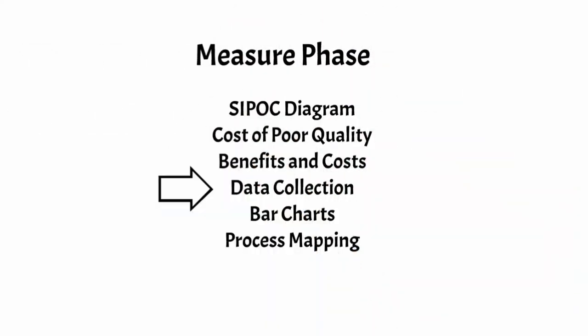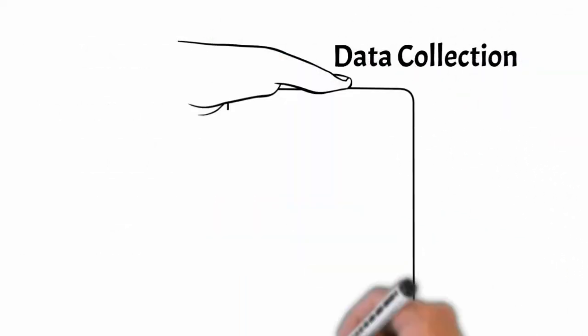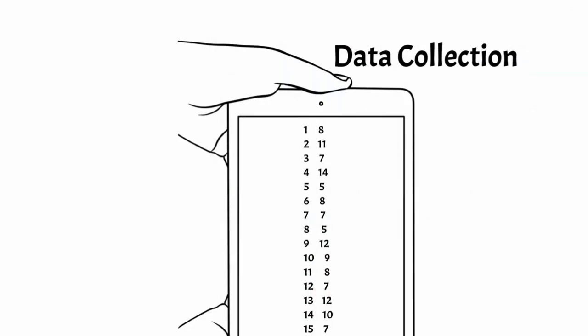Data collection. Data collection is an important part of the measurement phase. Since fulfillment time is the primary focus, data on the length of time between placing and filling an order needs to be collected. The table below summarizes average lead times over a 15-week period. For example, the average lead time for week 1 is 8 days and week 2 is 11 days.